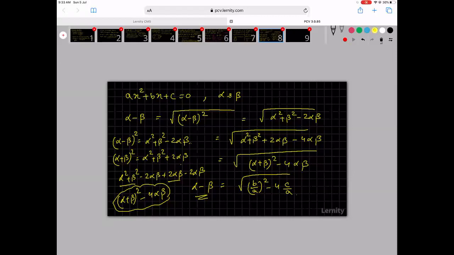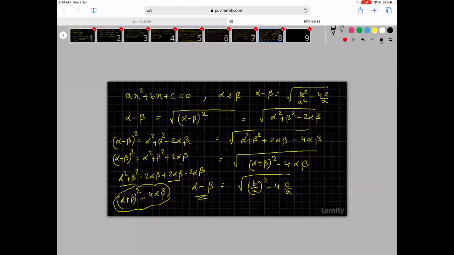Okay, so if you all have done this, the last one is easy. Once you get alpha minus beta, you know alpha plus beta, you know alpha minus beta. So you just have to substitute. So from here I can say alpha minus beta is equal to root over of alpha plus beta the whole square. So b square by a square minus 4 times alpha beta. Alpha beta is c by a. So minus 4 times c by a. So this is equal to alpha minus beta.